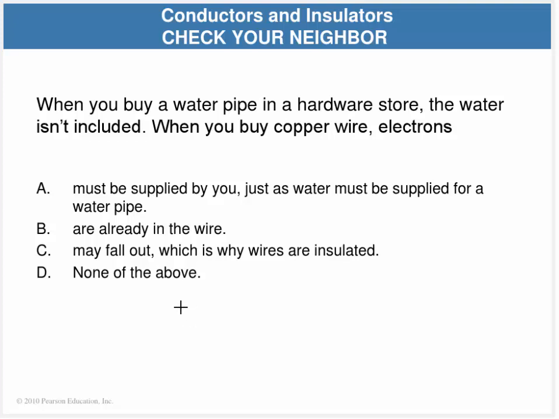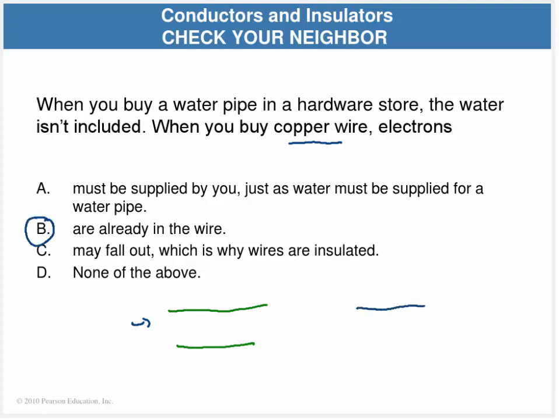So let's start off this particular lecture with one of these check your neighbor questions. The question is, if you were to go to the hardware store and buy a pipe, then you need to supply the water that you want to go through this. However, if you were to go to the hardware store and buy a copper wire, the electrons that are going to do the flowing, for lack of a better word, are actually already in the wire.